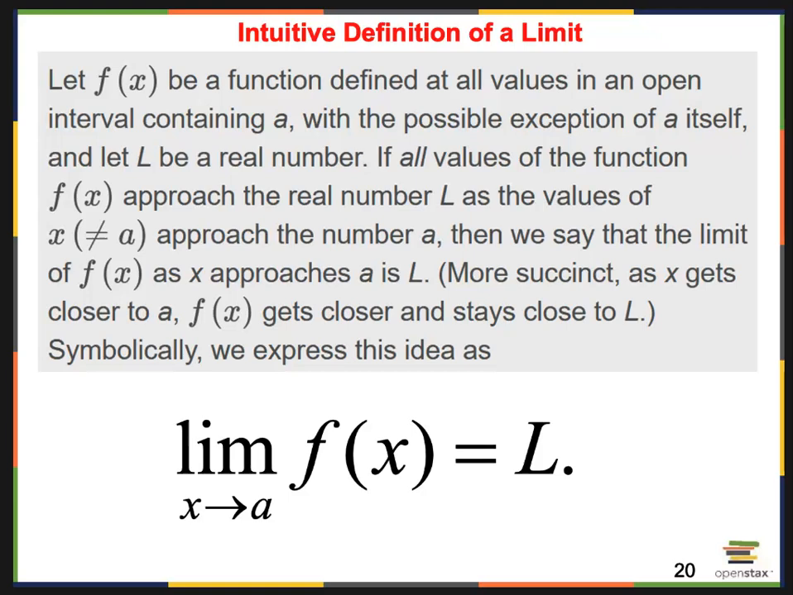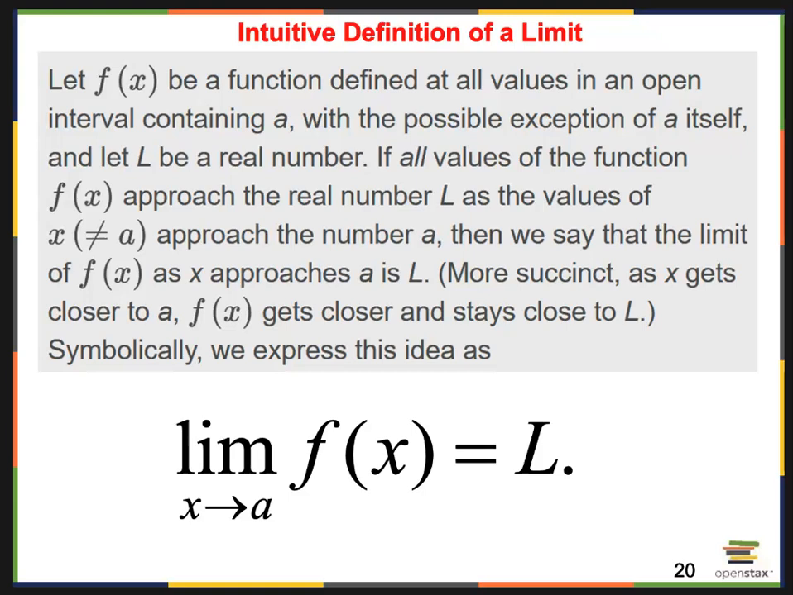So, intuitively, our definition of a limit: let f of x be a function defined at all values in an open interval containing a, with the possible exception of a itself. Possible. Keep that in mind. There may be an issue at a. And let L be a real number. If all values of the function f of x approach the real number L as the values of x, that does not equal a, approach the number a, then we say that the limit of f of x as x approaches a is L.